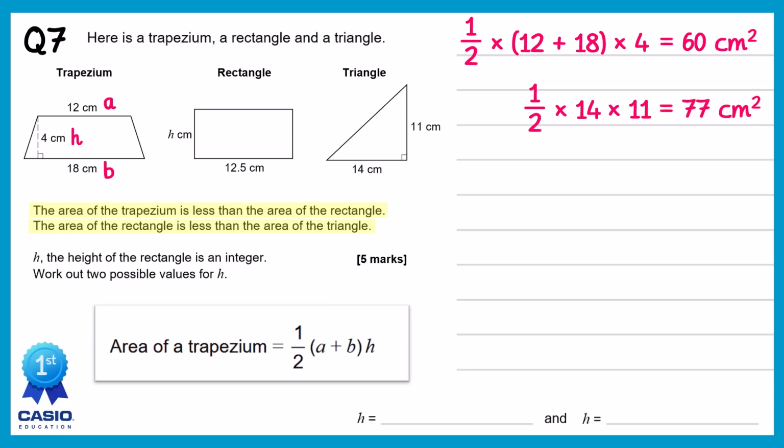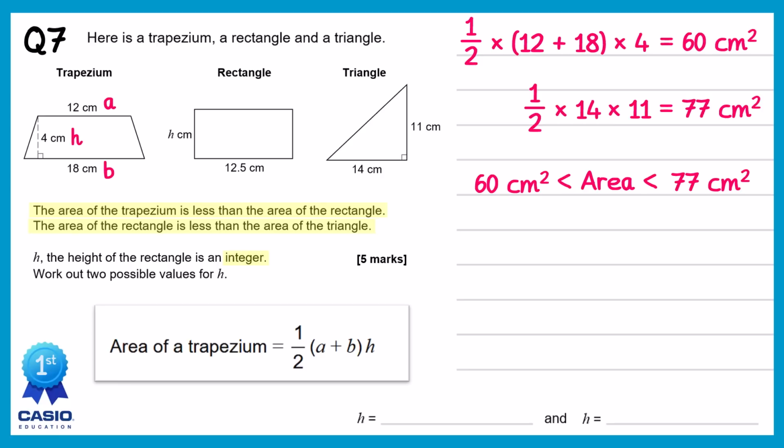Now remember that we were told the area of the trapezium was less than the area of the rectangle, but the area of the rectangle is less than the area of the triangle. This means the area of the rectangle must be in between those two areas, which we found were 60 and 77. Now in this question we've been asked to find two possible values for h, which we can see as the height of the rectangle, and we're also told it's an integer.